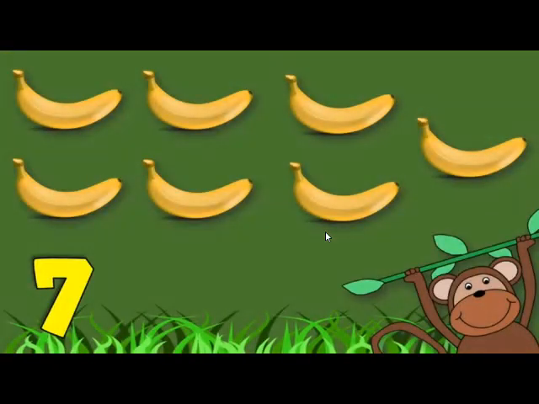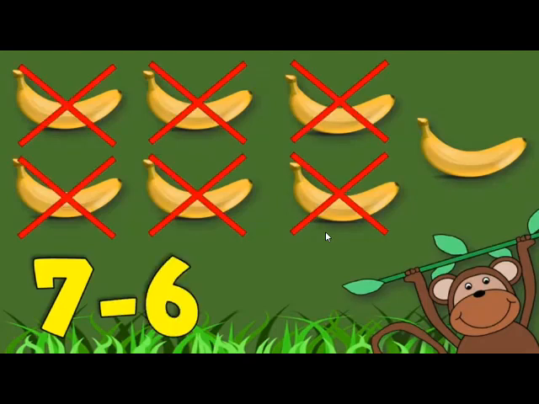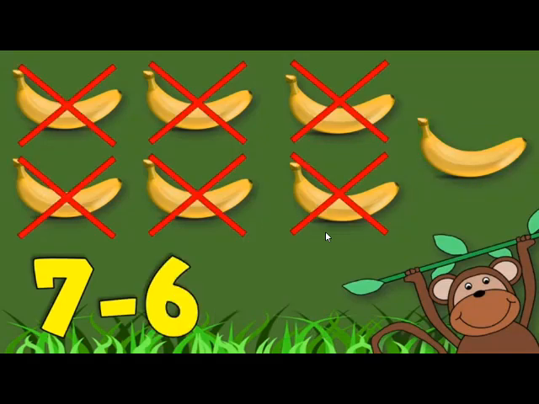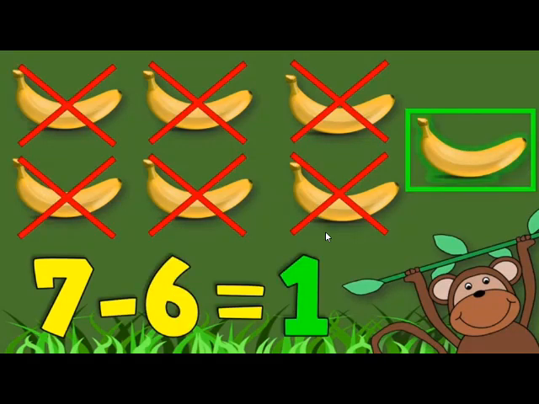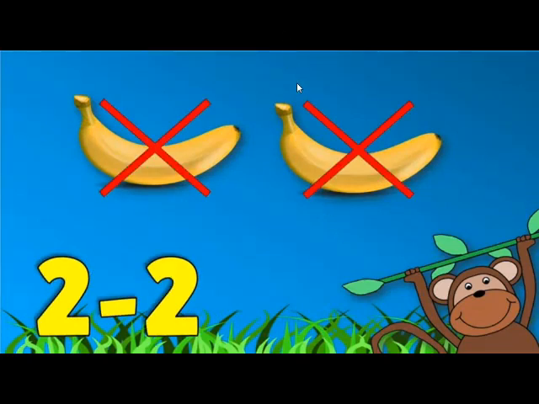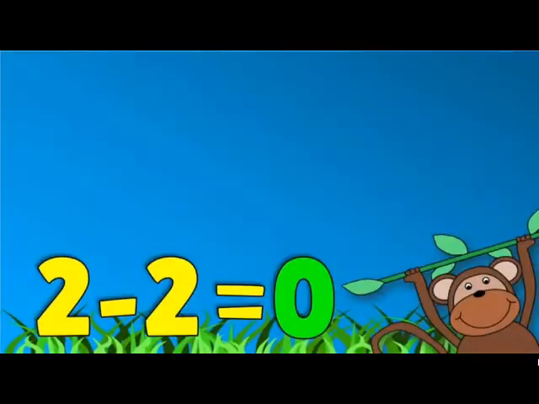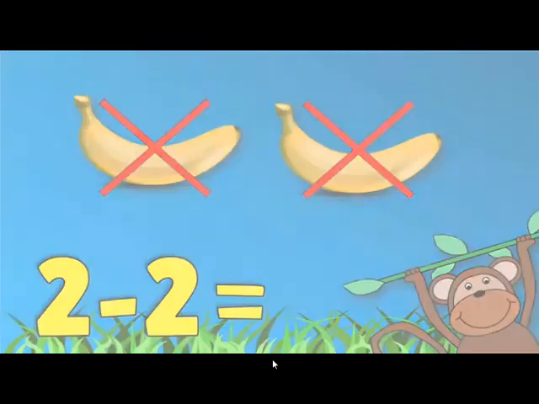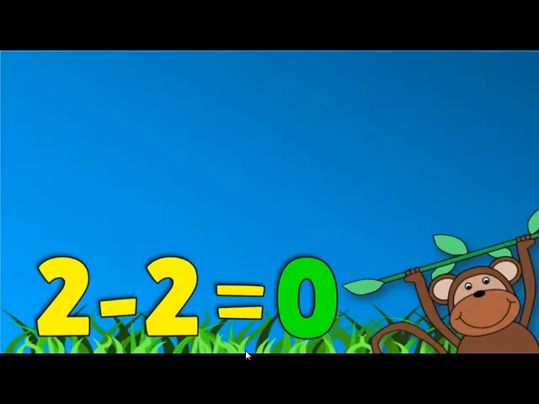One afternoon, the zookeepers gave Monkey 7 bananas. Lucky Monkey! He quickly ate 6 of the bananas. How many bananas did Monkey still have? Just 1. 7 bananas minus 6 bananas equals 1 banana. Just 1 left over. The next afternoon, Monkey was given 2 delicious bananas. He ate both of them. How many bananas did he have left over this time? None. 2 bananas minus 2 bananas equals no bananas. He had 0 left this time.